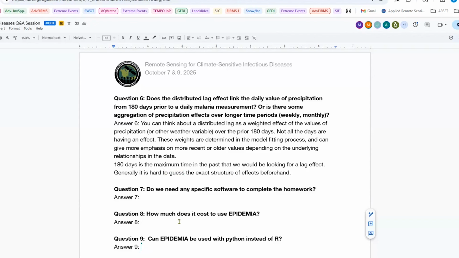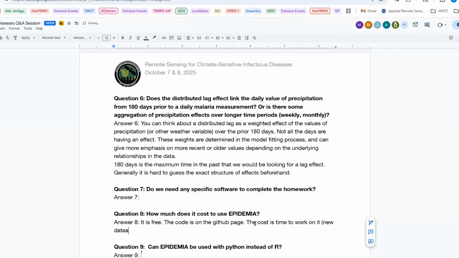So EPIDEMIA is free. The code is on a GitHub page. So yeah, the software is free and open source. The cost is time, because it's free and open source, and because, as I described in that one slide, it's not set up to be a push button application. The cost is it takes some time to work on it, if you're putting, in particular, a new data set into it. Yeah, it takes time, and time is money, right? Because you could be doing something else with your time.